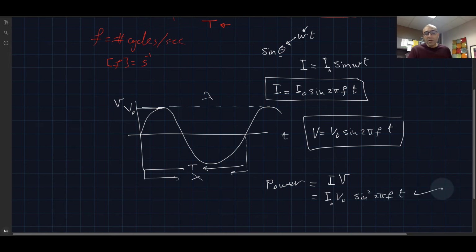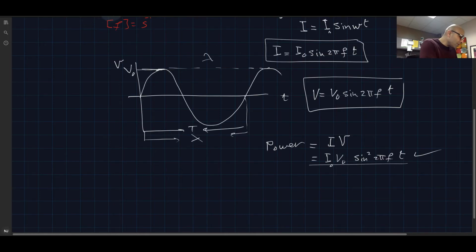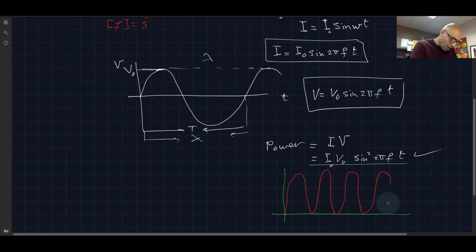However, in real world applications, this is not a useful one. So we need to look for a more useful and meaningful kind of power. Why? Because this is alternating all the time, and as you can see, it's always positive. If I want to plot this one, it's going to look something like this. It's always positive because sine squared does not have any negative value. So this is not the best one we can use to represent the power that we need.